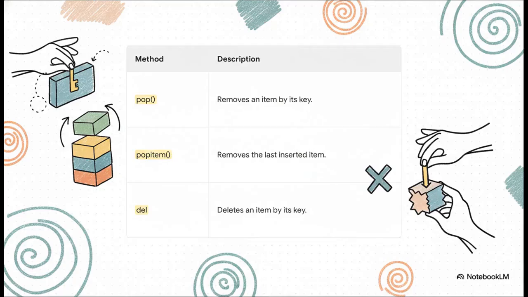It's great. When it's time to take something out, you've got a few different tools in your toolbox. Pop lets you target and remove an item using its specific key. Popitem is kind of interesting. It just removes the last item you added. And then there's the del keyword, which also deletes by key. Each one has its place.